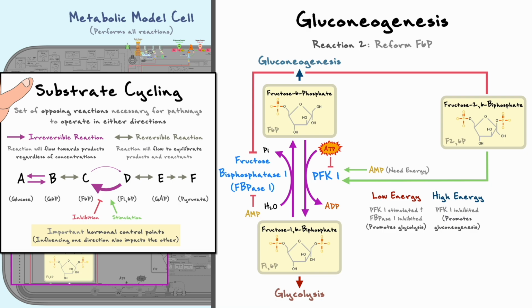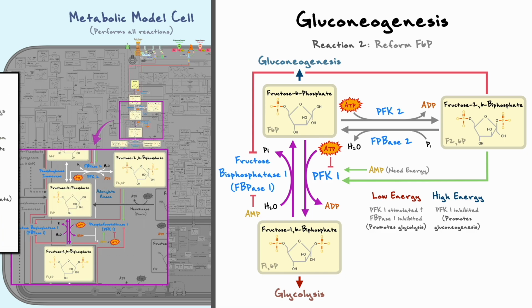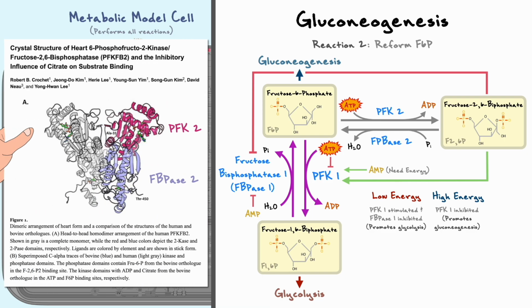This given quantity of F26P is equilibrated by the activity of PFK2, which produces F26P from F6P, and FBPase2 that degrades F26P to remake F6P. With respect to hormonal regulation, a very important point to know about PFK2 and FBPase2 is that the two are actually part of the same enzyme, and as such, hormones that stimulate one of the domains will also influence the activity of the other domain.